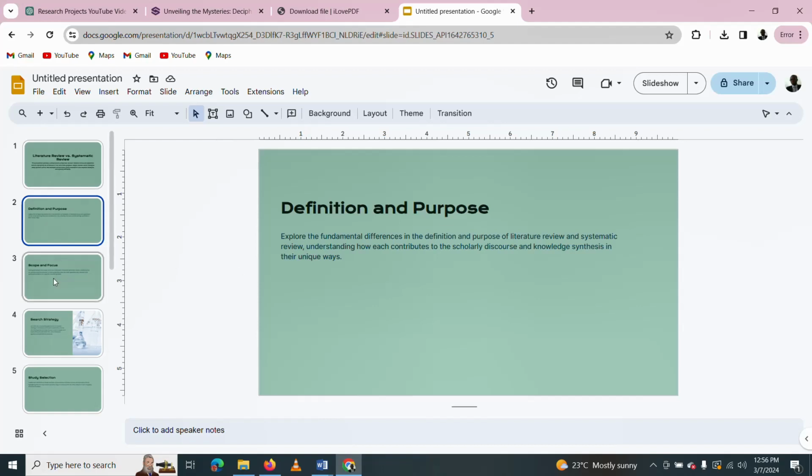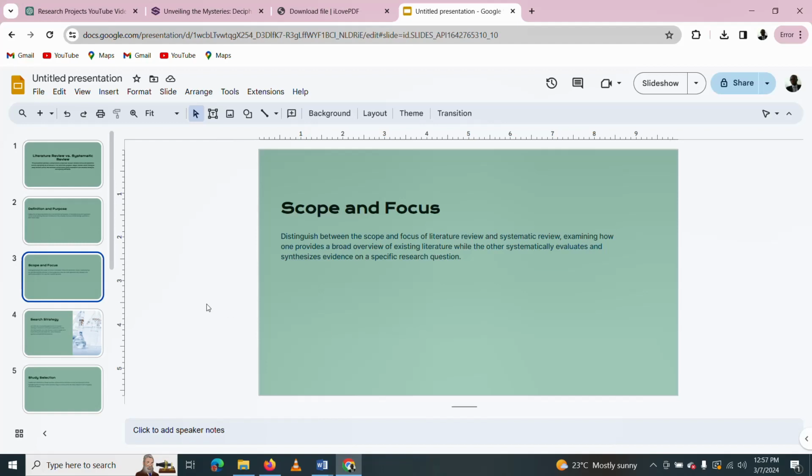So on the scope and focus, contrast the scope and focus of literature review and systematic review. While a literature review may have a broader scope covering a wide range of literature to provide context and background, a systematic review focuses on a specific research question or hypothesis and follows a predefined protocol to identify relevant studies.